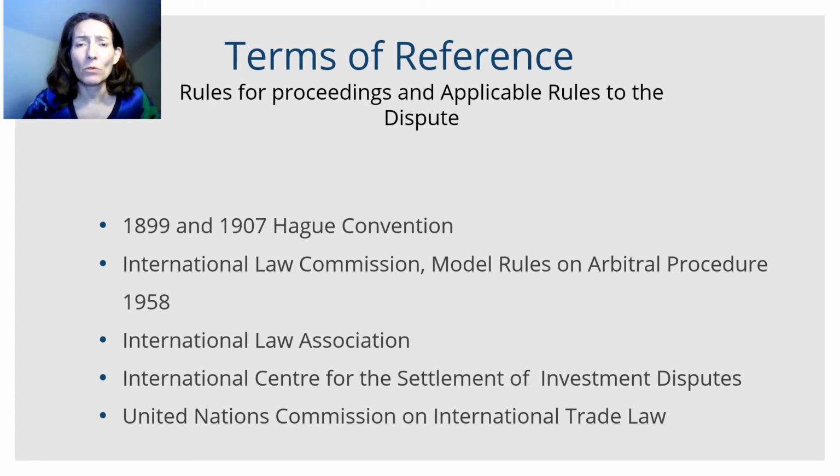There are several rules that are commonly used as templates, as models, to govern arbitration procedures. So, while states can decide themselves which legal framework to use, they can also decide to use one of these templates. They have been included in treaties such as the 1899 and 1907 Hague Conventions, or developed by other bodies such as the International Law Commission, the International Law Association, or the International Center for the Settlement of Investment Disputes, among others.